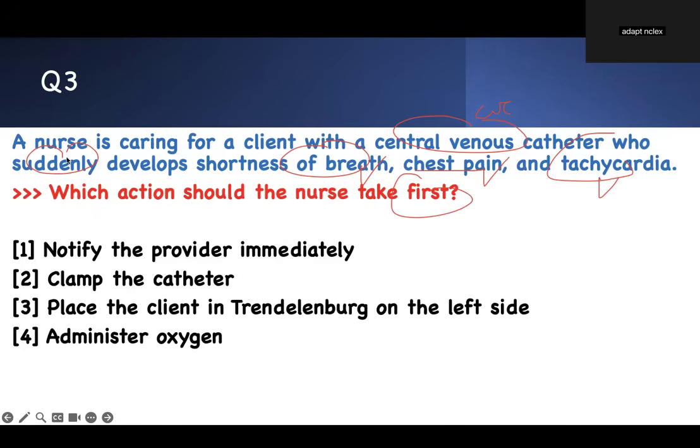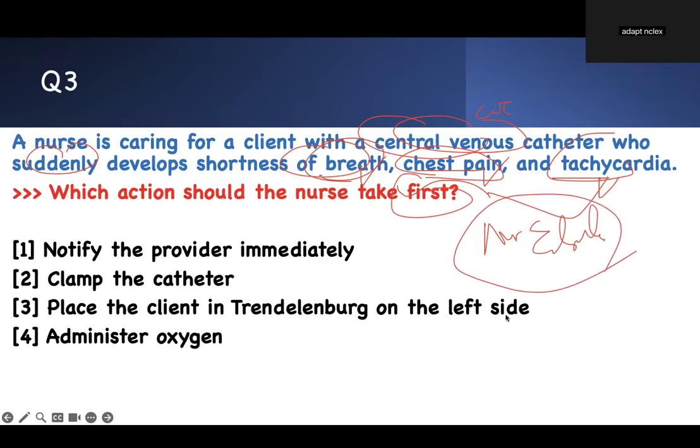Connect the buzzwords. Do you call the doctor? Do you clamp the tube? Do you place the patient in the Trendelenburg position on the left side, or do you give them oxygen? I want you to know this. Connect the dots. Once again: shortness of breath, chest pain, and tachycardia. There's a bunch of things happening with the catheter. This is what we call air embolism. How do you manage air embolism?